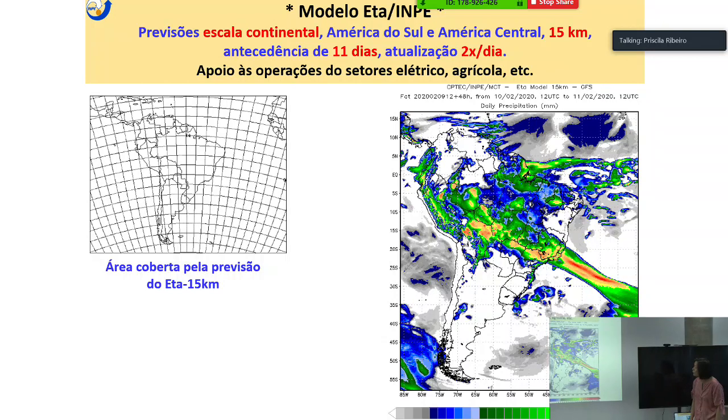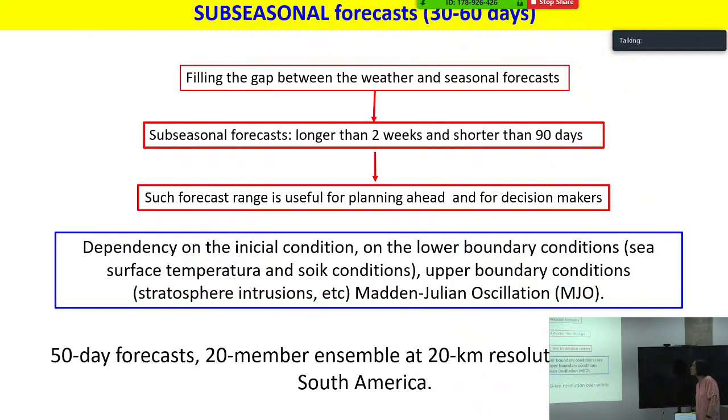This is the 50 kilometer run. It runs to 10 days, 11 days actually. So it's actually a medium range at high resolution. This is used by the energy sector for planning energy distribution in the country.